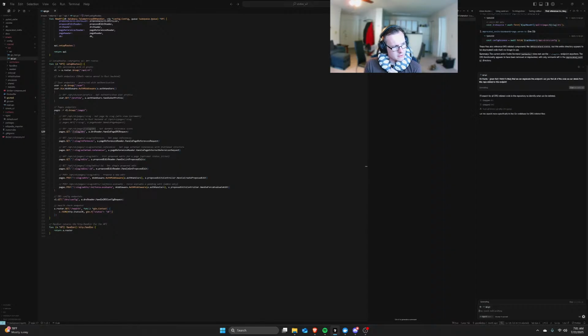So I think the first functionality we probably want to do is a create page. Probably want an endpoint for that.